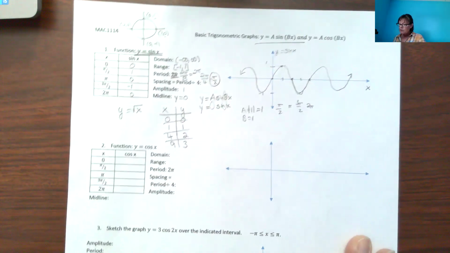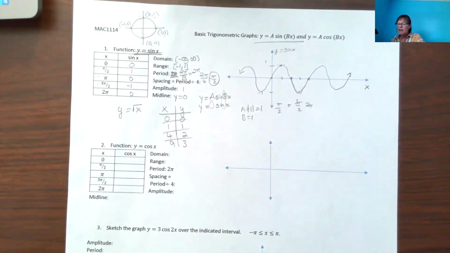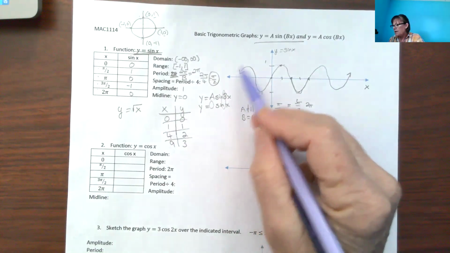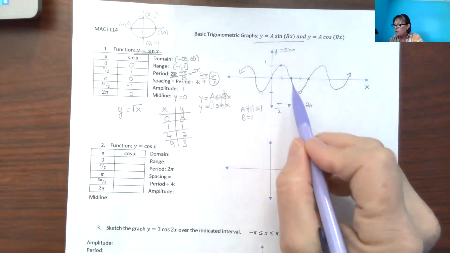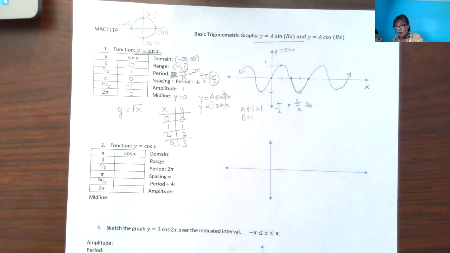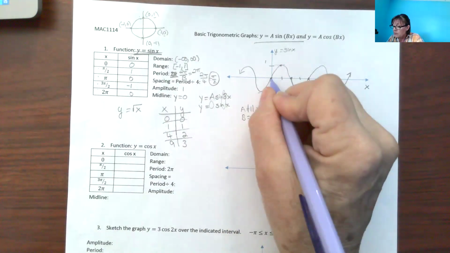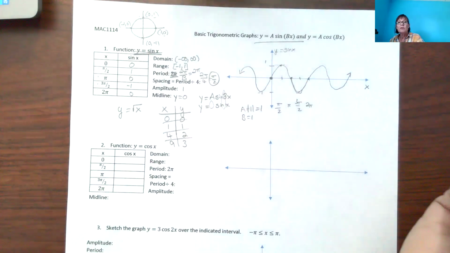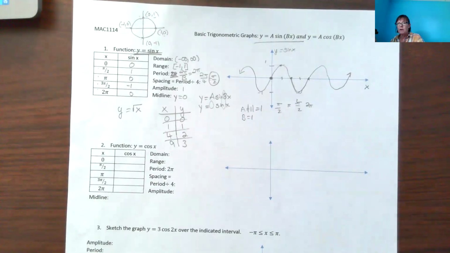All right, let's look at the significance. Let's take note of the sine graph. The domain is everybody. The range is -1 to 1. And the sine graph starts in the middle. This is where it starts. When it's at 0, it's at the middle. That's what we want to take note of.